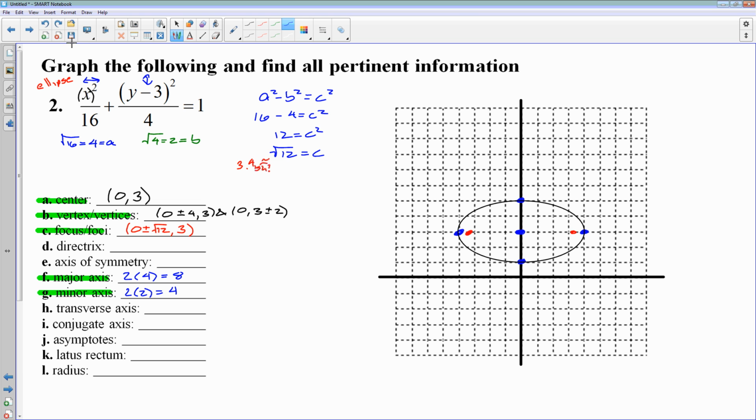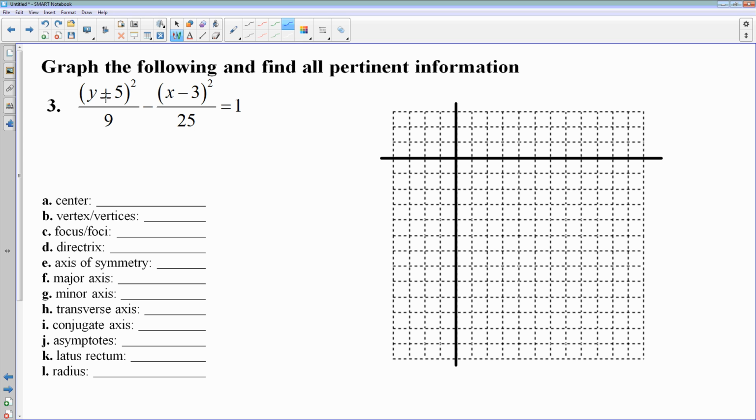Good? All right, let's see. Next one, fraction minus fraction. Both of them are squared. This is a hyperbola. With a hyperbola, let's see what all we're going to find. A hyperbola does have a center, has a vertex, has foci, has, no, it does not have a directrix. We're not going to find the directrix. It has a transverse axis, conjugate axis, and asymptotes. So we're going to find those 6 things for the hyperbola, starting with the center.